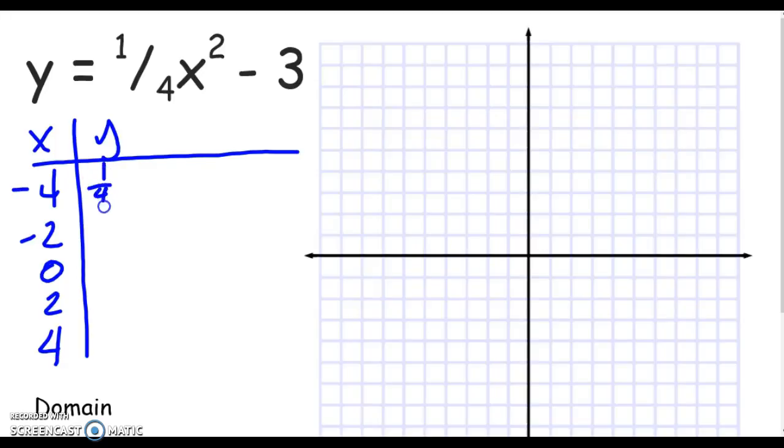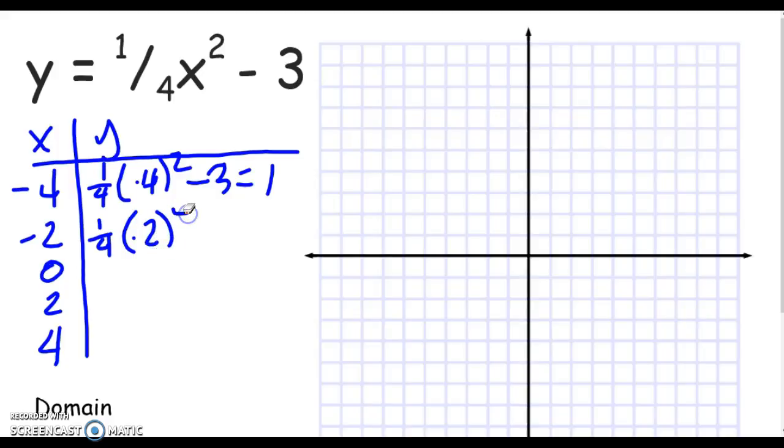So 1/4 times -4 squared. Well, -4 squared is going to be 16, and 16 times 1/4 is going to be 16 divided by 4, which is 4. And 4 minus 3 equals 1. Here I'm going to do 1/4 times -2 squared. In this case, -2 squared is 4, and 4 times 1/4 is 1. And 1 minus 3 is going to be a -2.